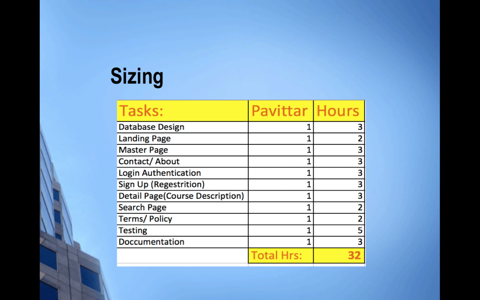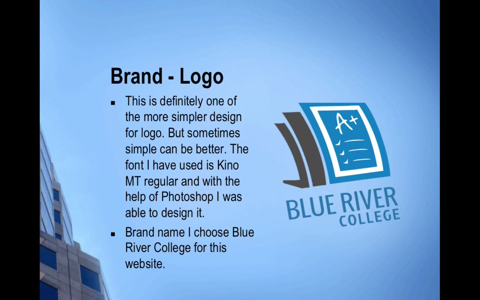Sizing: I spent 32 hours to design this website, and these are the particular options for what time I spent on what part. Brand and logo: nowadays brand and logo is a very important part of any business or any type of website, to make it look better. So I used Photoshop to design this logo myself, and I chose the name Blue River College for this project website.